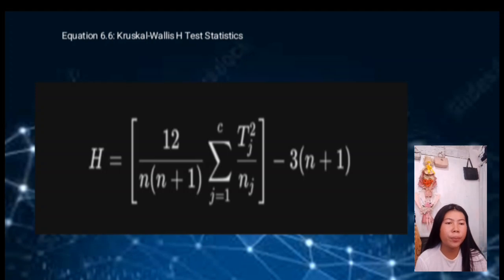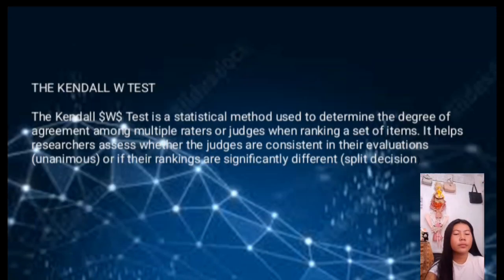Example, the computed result is H equals 6.72. So the critical value equals 5.991. So since 6.72 is greater than 5.991, we reject the null hypothesis that the median salaries are equal across the groups, so there is a significant difference between rural, suburban, and urban.